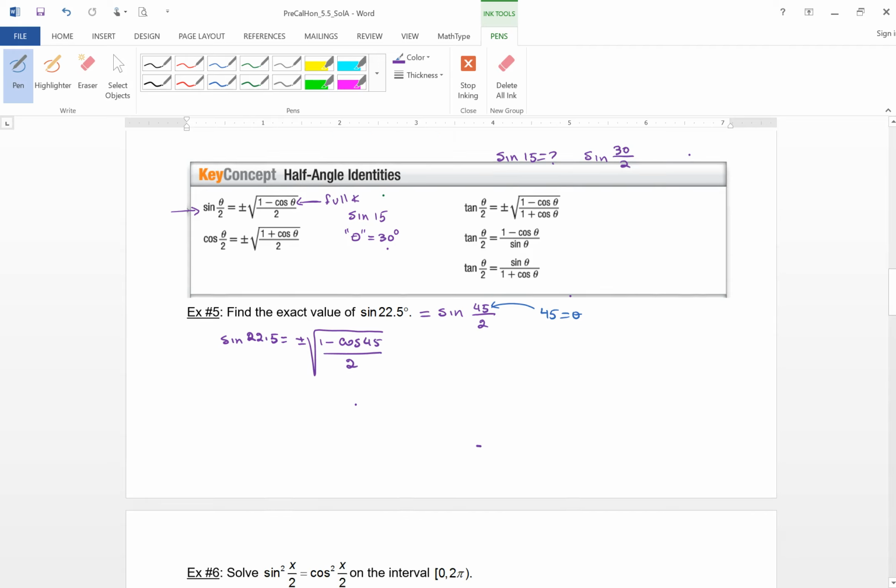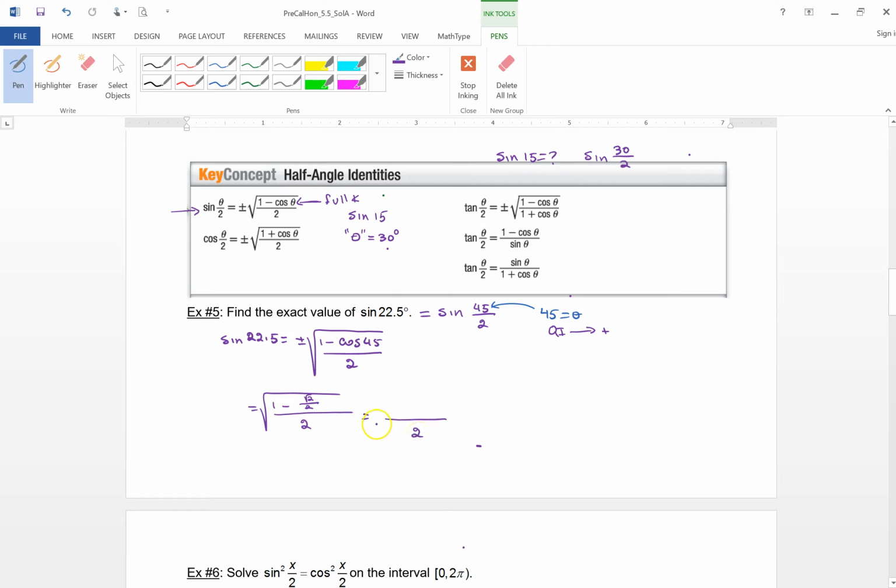Now, do we use plus or do we use minus? Well, you look at your theta. Whatever quadrant theta is in determines the sign, the plus or minus. So theta is in quadrant 1, so we're going to use the positive one. So now this is going to be the square root of 1 minus, what's cosine of 45? Root 2 over 2, all over 2.